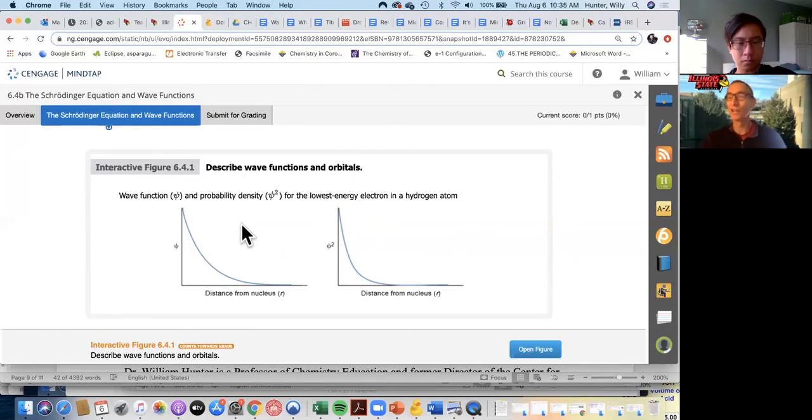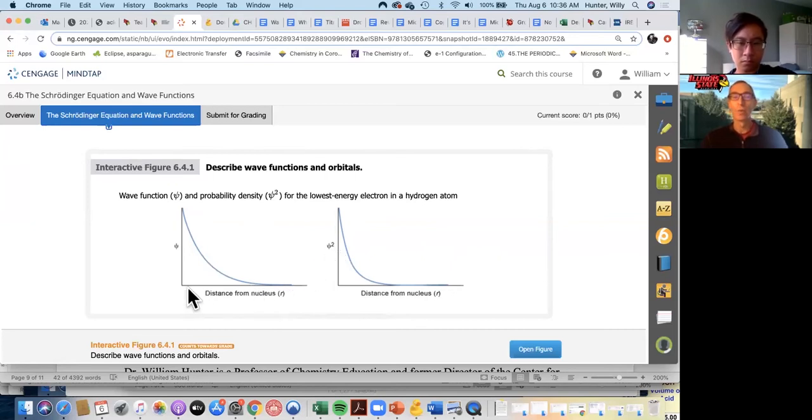But what's even more useful to us is this squared wave function. To the untrained eye, these two graphs look exactly the same. But because the one on the right is a squared function, it really starts to give us this first step towards a three-dimensional understanding of where the electron would be.